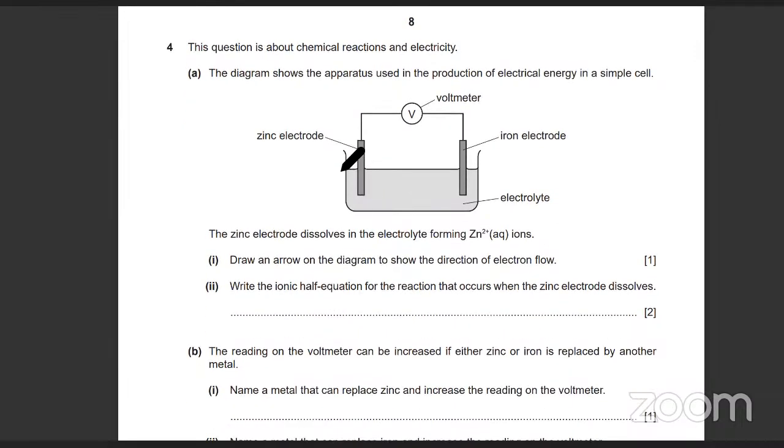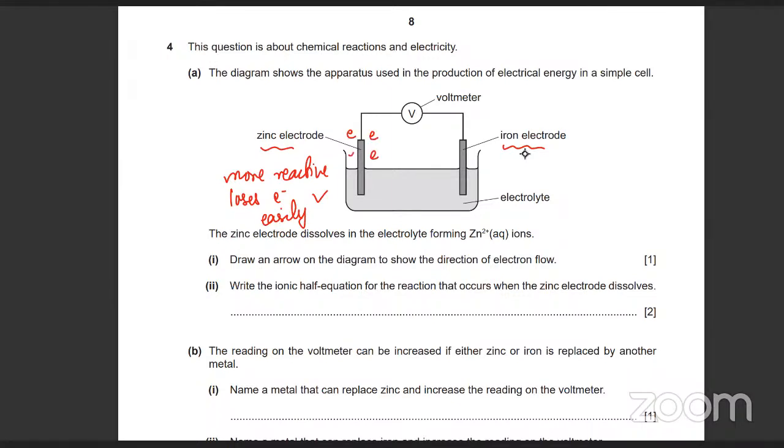चलिए क्वेश्चन 4 भी कर लेते हैं। This is about electrolysis. Draw an arrow on the diagram to show the direction of electron flow. एक तरफ आयरन है, एक तरफ जिंक है। Zinc is the more reactive one. It loses electrons easily. That is, reactivity series में zinc is higher up in the reactivity. So like K, Na, Ca, Mg, Al, Zn, right? So it loses electrons easily, so the electrons are going to travel from zinc towards the other side. Because zinc is the one that's going to lose electrons, the electrons will end up on the other side.